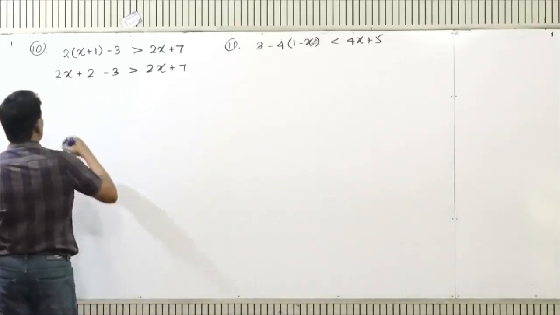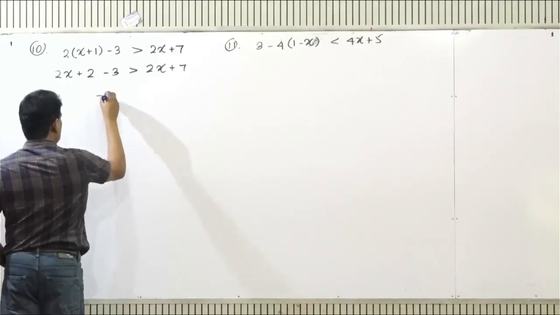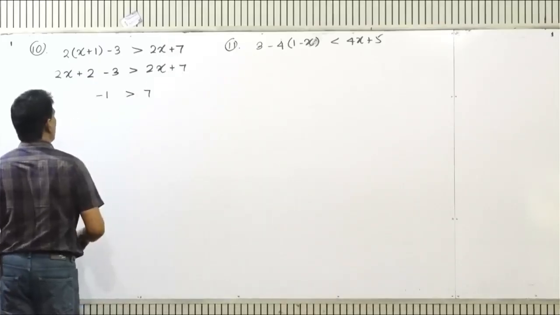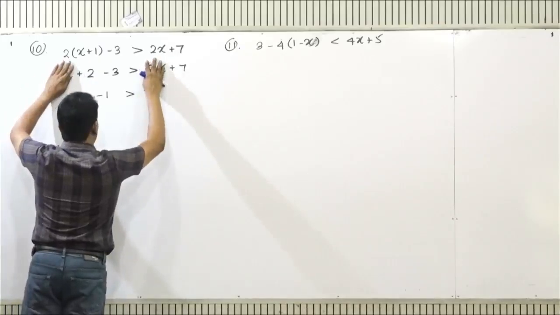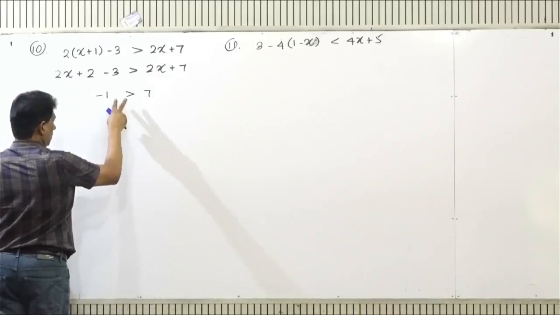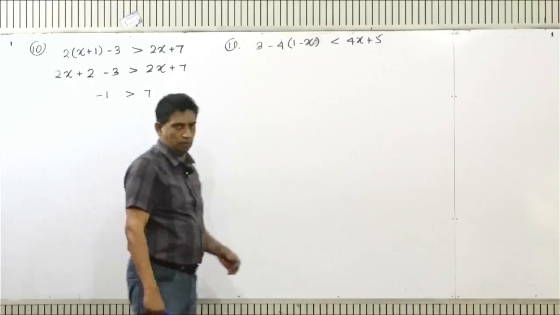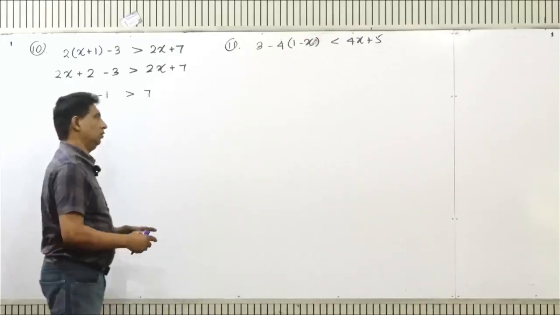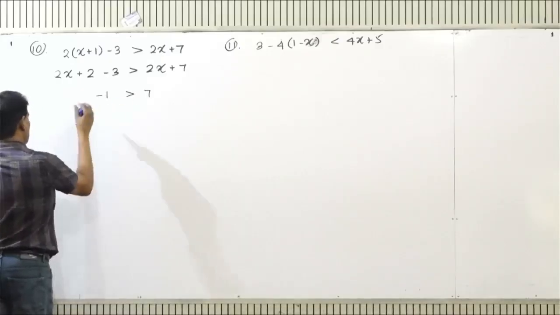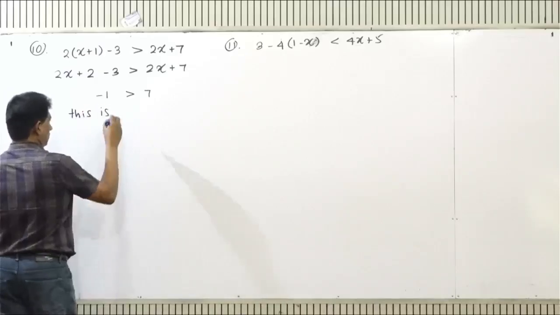Then what is remaining left hand side? 2 minus 3 means minus 1. Right hand side remains 7. No? This term and this term are removed. Now this is what we got. The meaning of this one, minus 1 is greater than positive 7. No? Is it true? No, this is wrong. Because minus 1 is not greater than 7. So we have to write this is wrong.